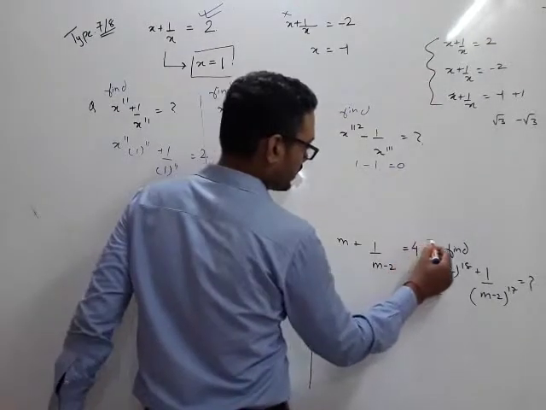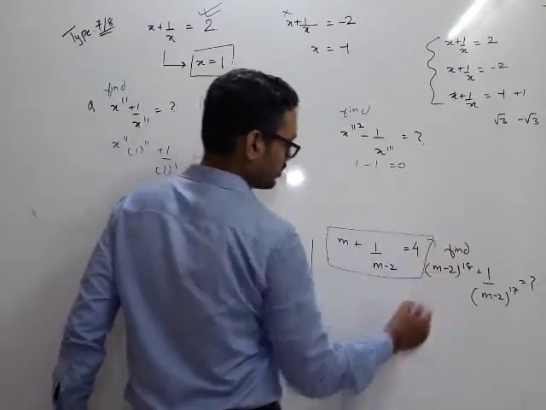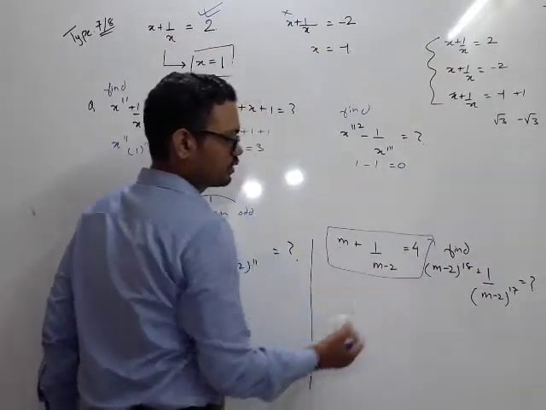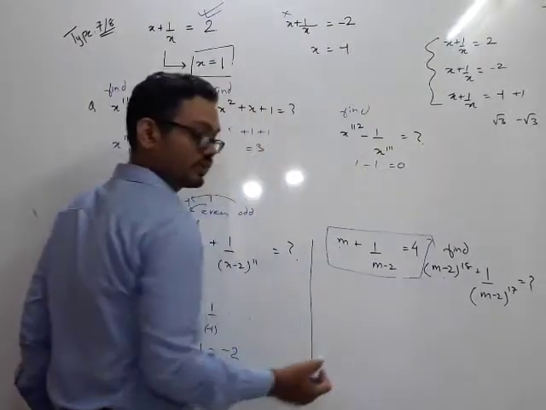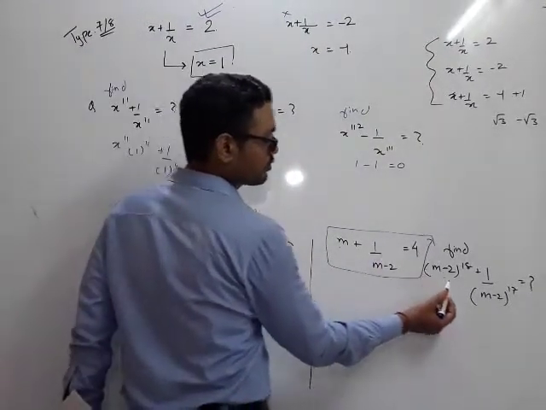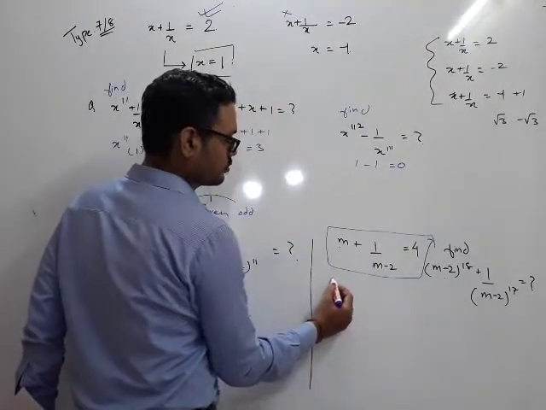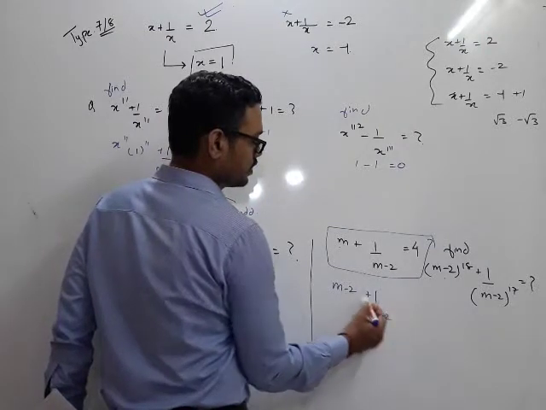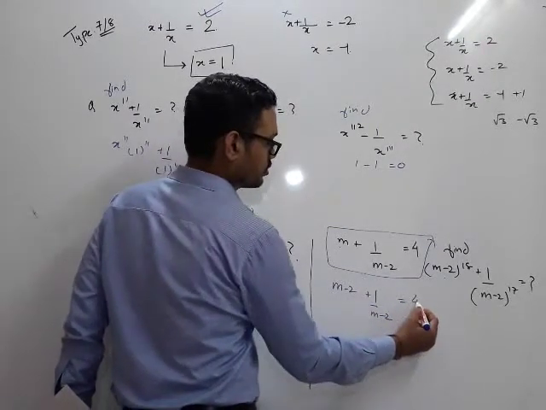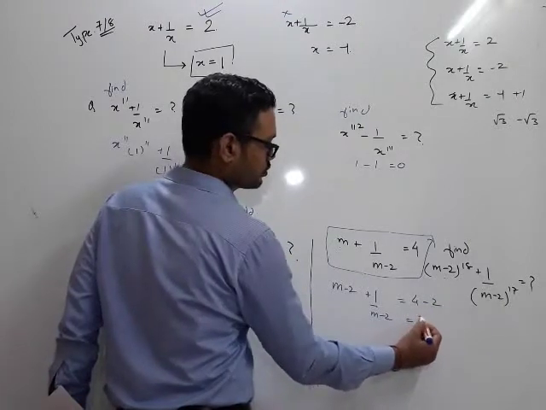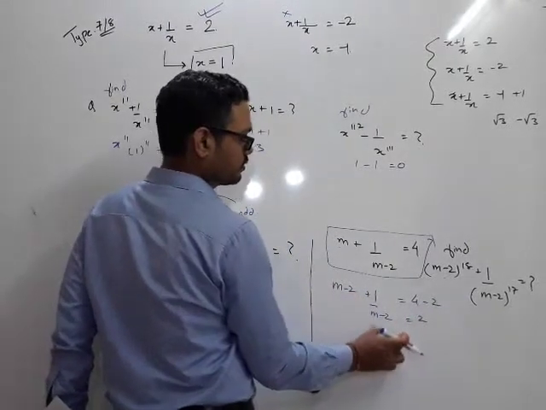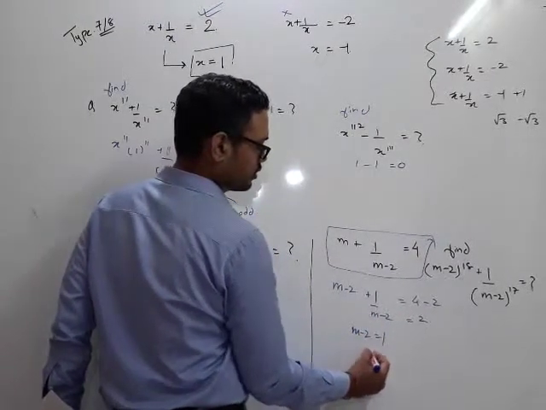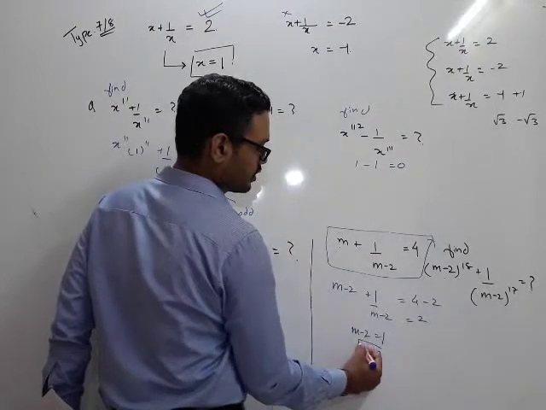Now here it is slightly tricky, or changed. m plus 1 upon m minus 2 is equal to 4. Then find this. We have been asked to find this, which means we first have to convert it into this form. So we'll make it m minus 2 plus 1 upon m minus 2, and minus 2 here, minus 2 here also. So it becomes 2. It is of the form a plus 1 by a; x plus 1 by x is 2, which means m minus 2 is 1, so m becomes 3.